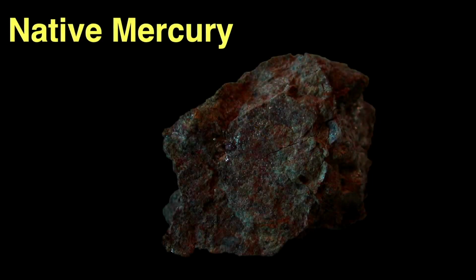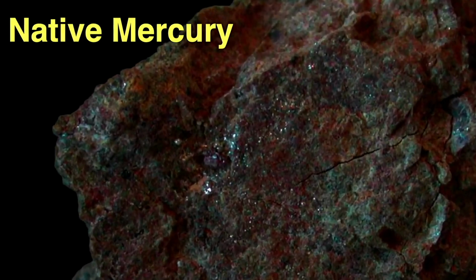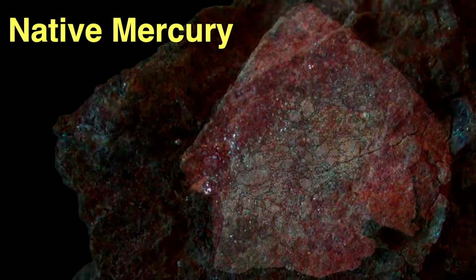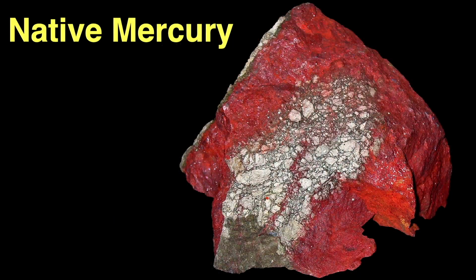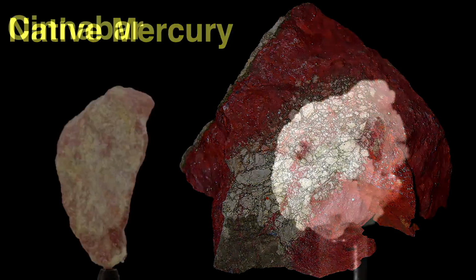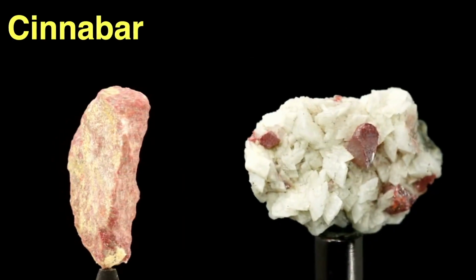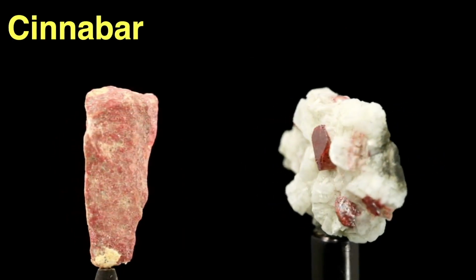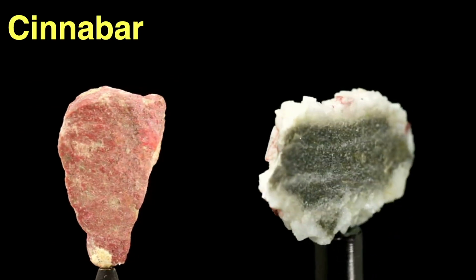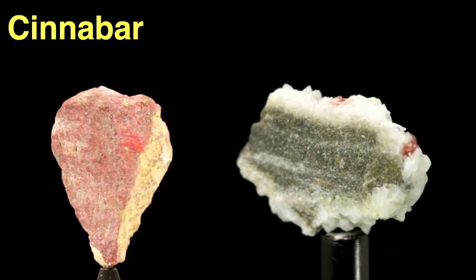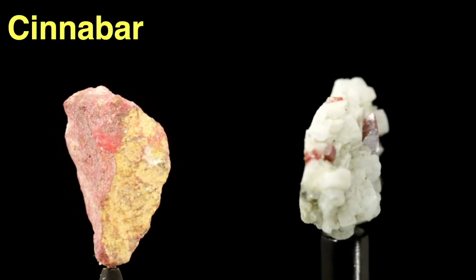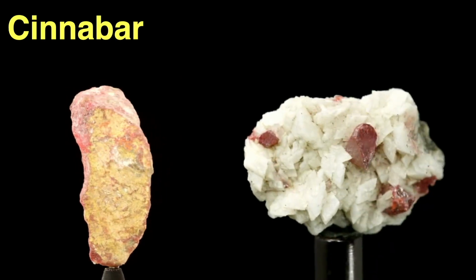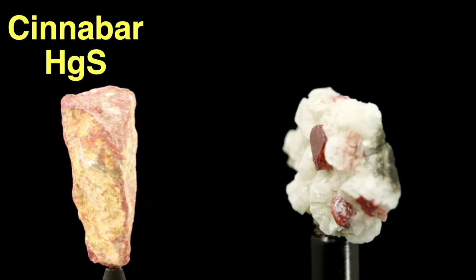Mercury occurs in its native metallic form in nature. Here we see droplets of mercury in feldspar. And here we see native metallic mercury coating the surface of this beautiful sample of the mineral cinnabar. Cinnabar is the most common source of mercury in nature and has been mined for thousands of years. In addition to its mercury content, it's been used as a red pigment. More on this later. Cinnabar is mercury sulfide.